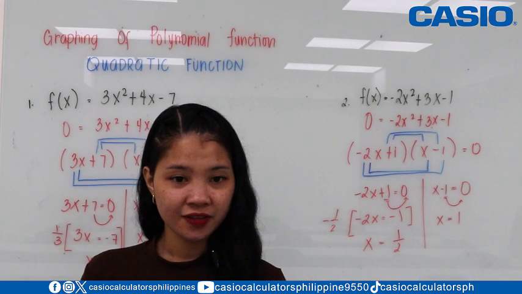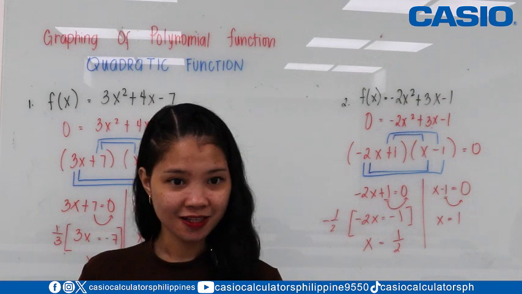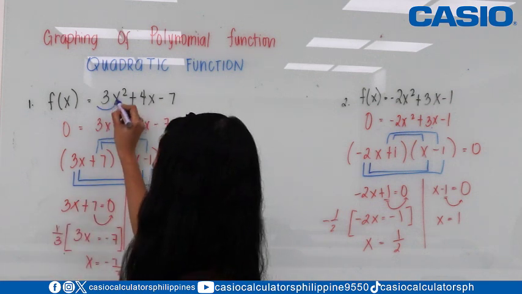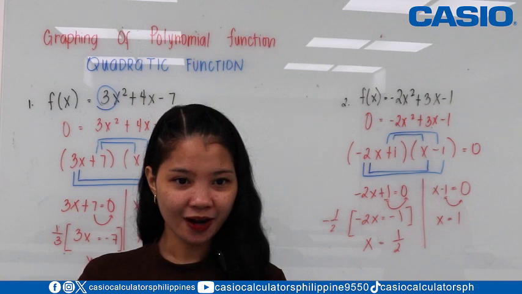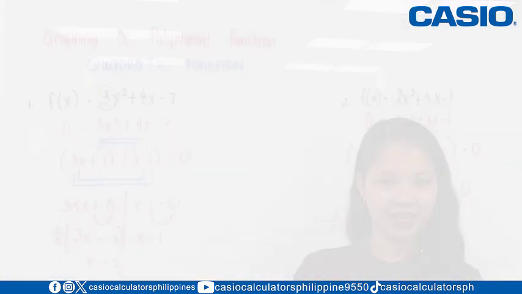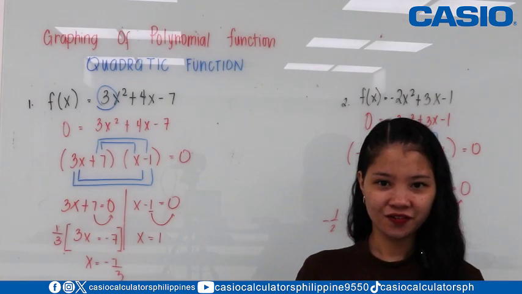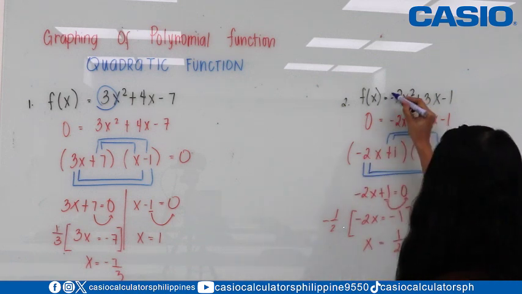Therefore, if the leading coefficient is positive, the parabola opens upward. And if the leading coefficient is negative, the parabola opens downward.